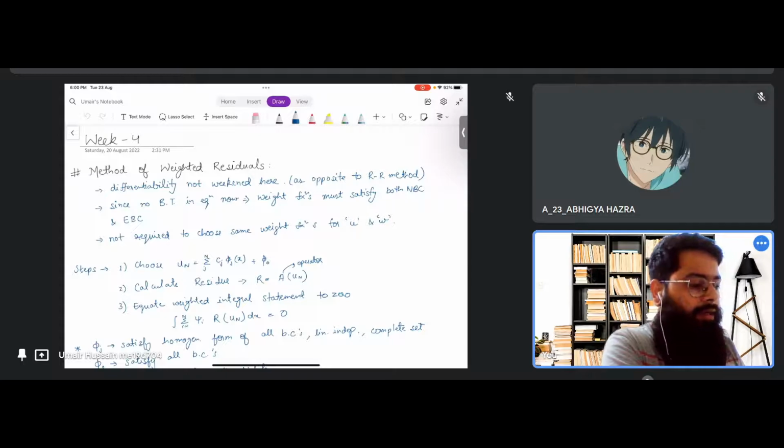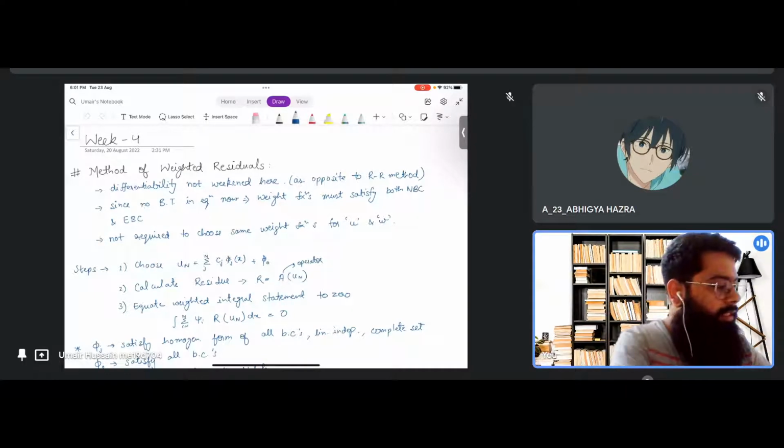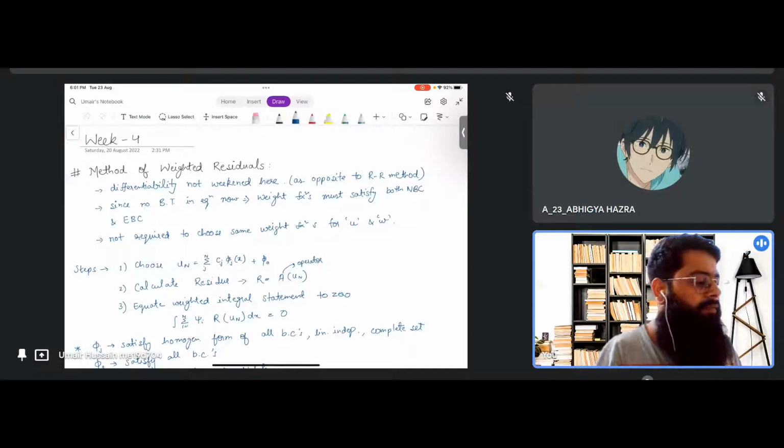So I'll be covering a basic summary of part of the course content, and after that we'll have a brief doubt session, and I'll solve some problems regarding the same content. Till week three, the last thing we studied was the Rayleigh-Ritz method, and in week four we started with the method of weighted residuals. Can you please answer what is the basic difference between the Rayleigh-Ritz and weighted residuals method?